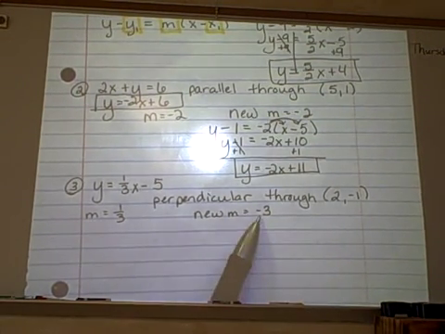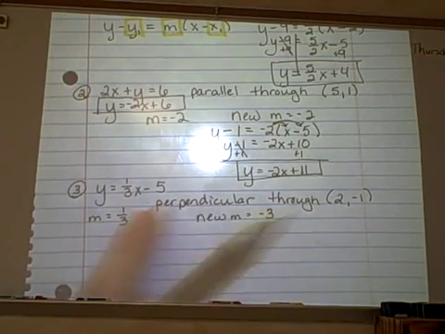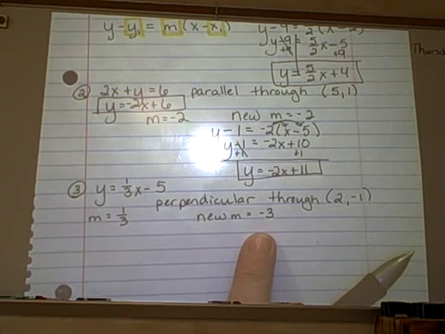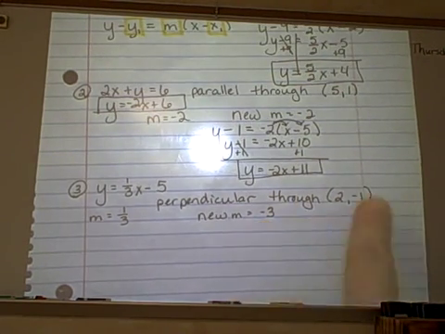Once you have that, you're done with this original equation. You're just using the original equation to figure out slope. That's all you're using it for. Once you've found that out, it's kind of tossed to the side. You don't worry about it. So now you're going to do point slope form using this slope and this point.